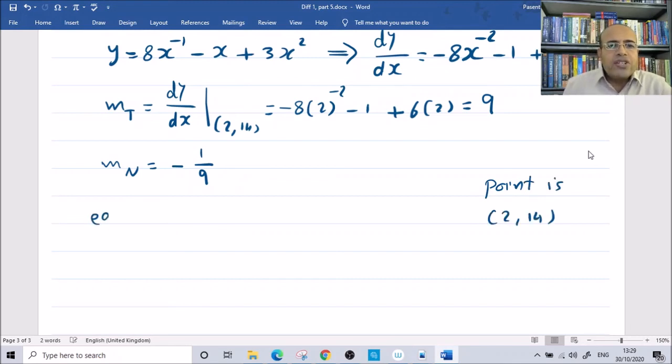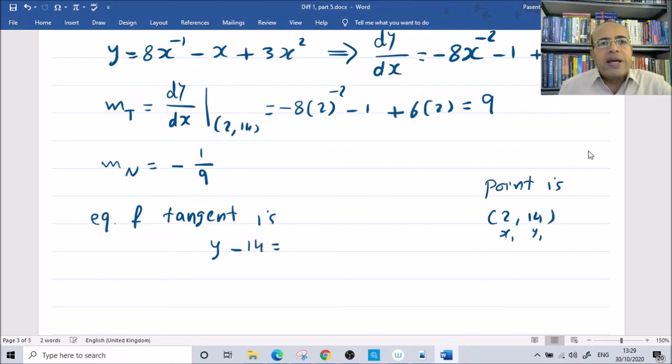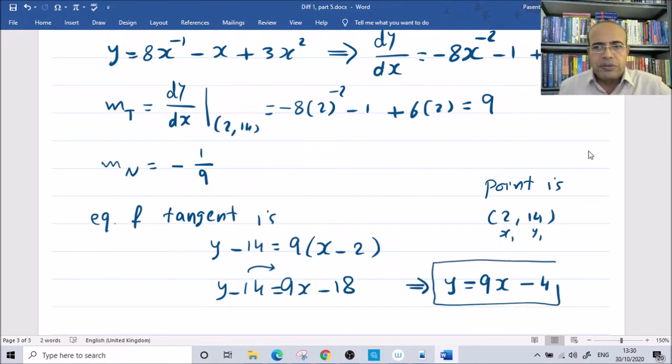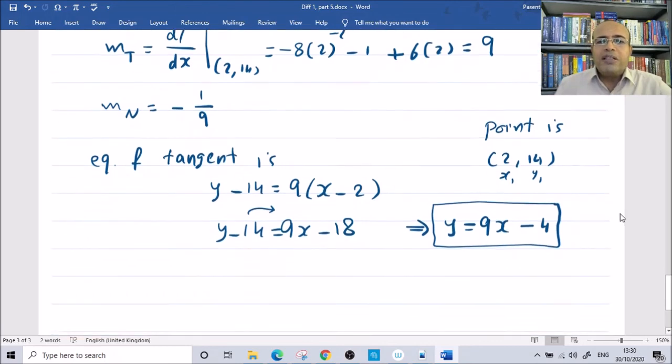Now, the equation of tangent is y minus y1, this is x1, this is y1, y minus y1 equals the gradient of tangent at this point, which is 9, multiplied by x minus x1, 2. Simplify, so y minus 14 equals 9x minus 18. Shift negative 14 to the other side. So the equation is 9x minus 18 plus 14, it's 9x minus 4. So this is the equation of tangent. What about the normal?